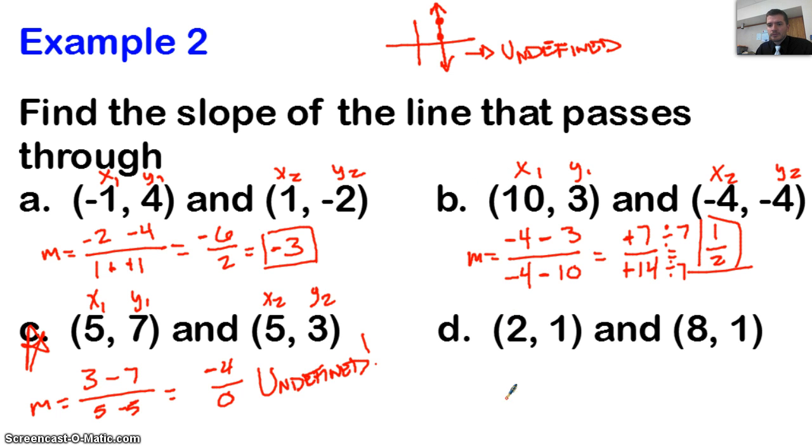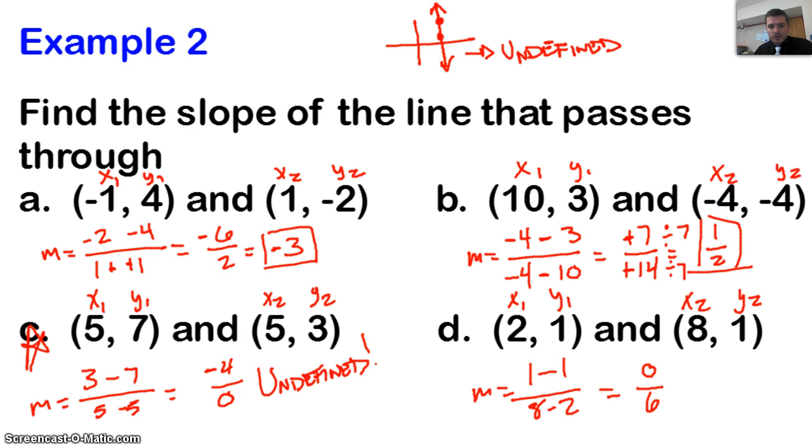All right, last one. Again, label them. So x1, y1, x2, y2. In this case, m will equal 1 minus 1 over 8 minus 2. Make sure whatever parentheses you start from, make sure to start from that same one on the bottom. So this will be 0 over 6.